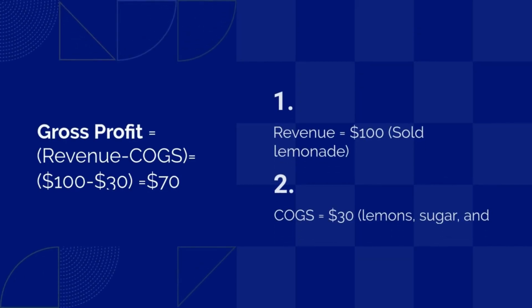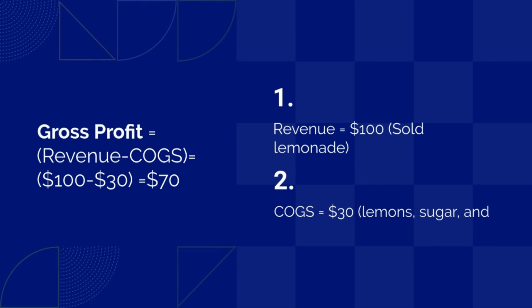Think back to our lemonade stand. If you sold $100 worth of lemonade, revenue, and the lemons, sugar, and cups cost you $30, cost of goods sold, your gross profit would be $70.